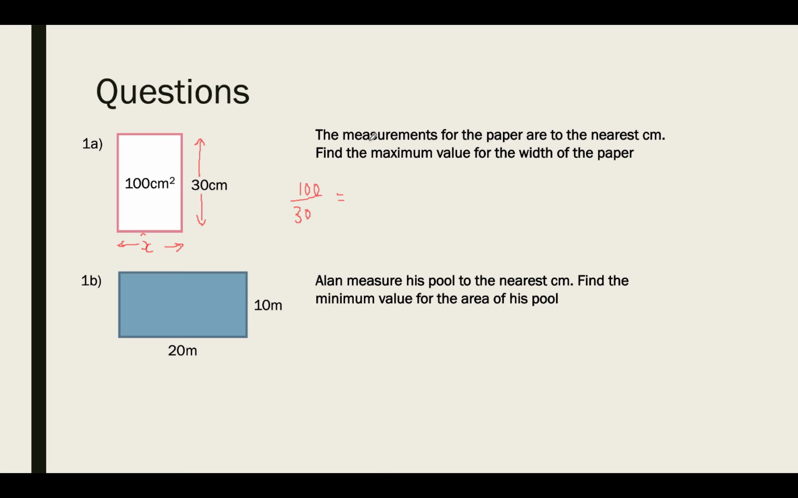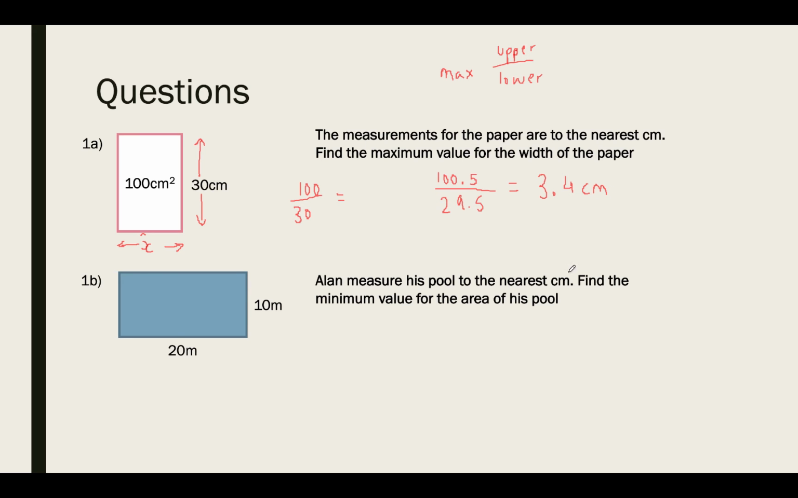We need to use minimum and maximum values. So to find the maximum value, remember we do upper divided by lower. That's how we find max values when dividing. So the upper value of 100 when rounded to the nearest centimetre would be 100.5. And the lower value for 30 centimetres could be 29.5. And when calculated, we get 3.4 centimetres.